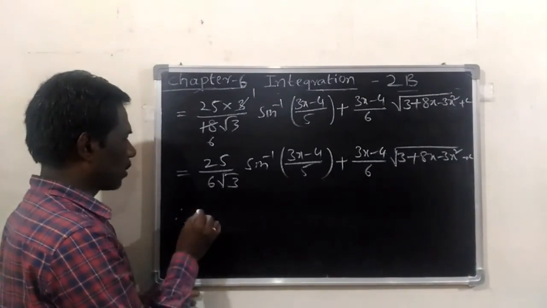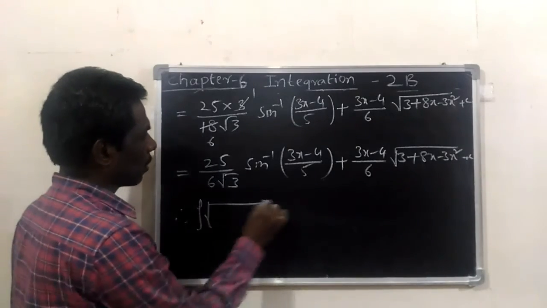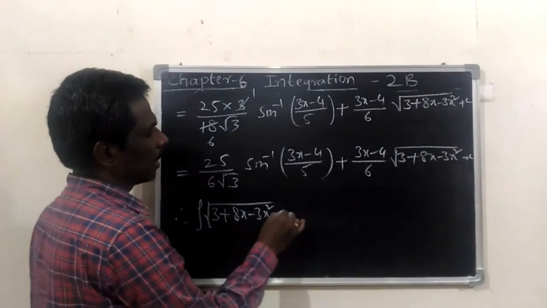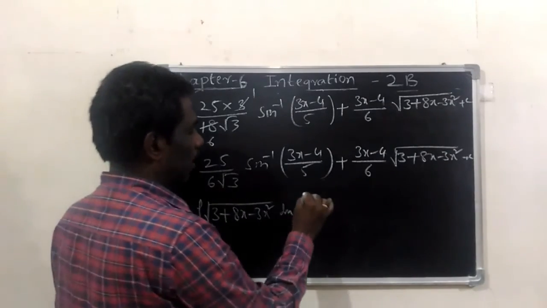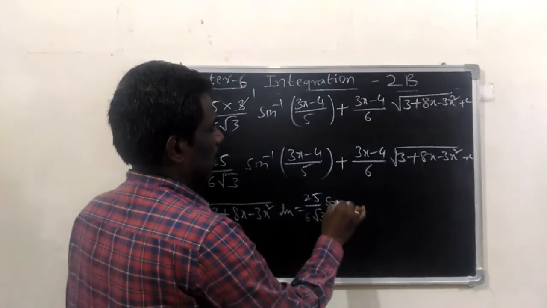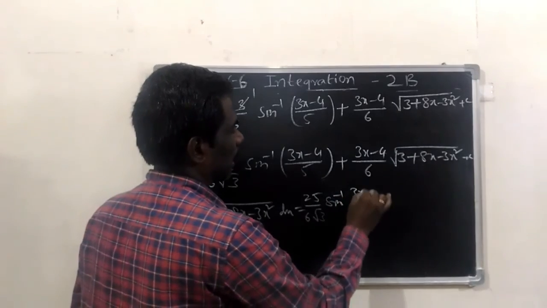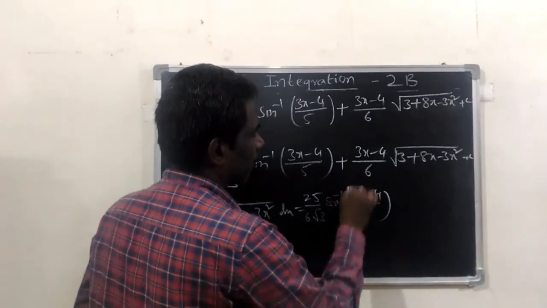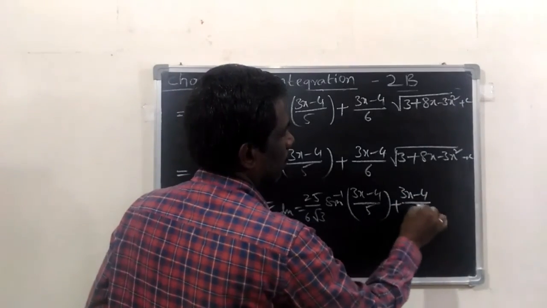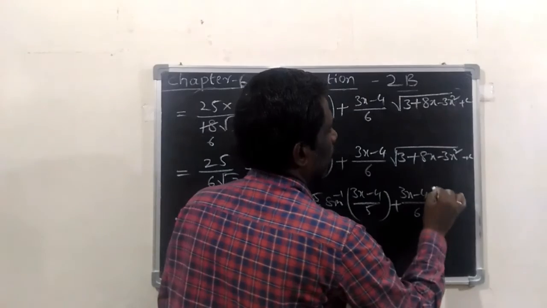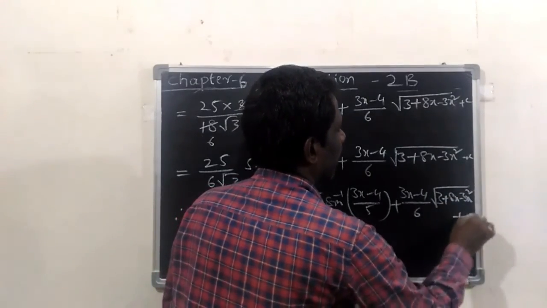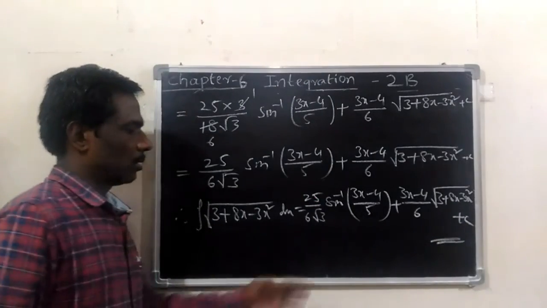Therefore, we conclude the integral of under root of 3 plus 8x minus 3x square dx is equals to, what is the answer now? 25 by 6 root 3 sine inverse 3x minus 4 by 5 plus this one, 3x minus 4 by 6 under root of 3 plus 8x minus 3x square plus constant. This is the final answer.